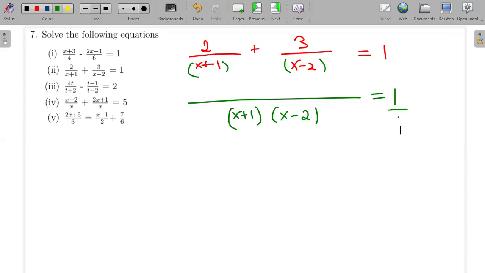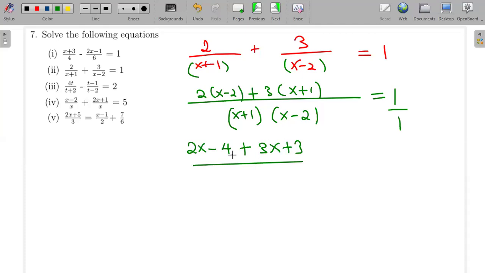Okay, this one I can put over 1. So now x plus 1 divided into this, I'll just remain with x minus 2. So this will be 2 multiplied by x minus 2, plus x minus 2 into this, I'll just remain with x plus 1. So that would be 3 multiplied by x plus 1. So meaning that 2 multiplied by this, I get 2x minus 4 plus 3x plus 3 over, okay?